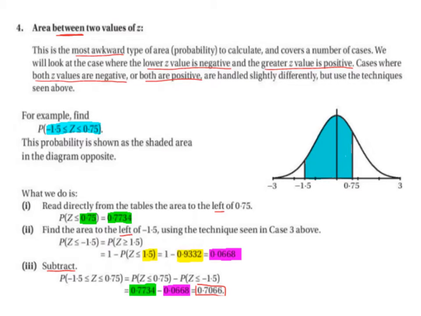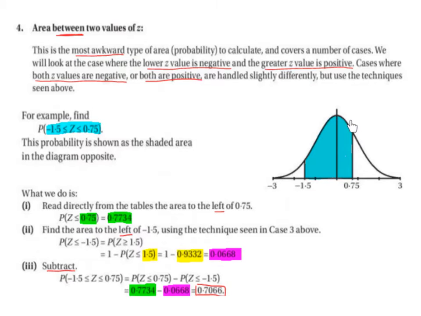For example, find the probability that z is greater or equal to minus 1.5 but less than or equal to 0.75. So we can see this is minus 1.5 and this is 0.75. So we're interested that z is in between these, so this blue shaded area in between. This probability is shown as the shaded area in the diagram opposite. What we do is, step 1, read directly from the tables the area to the left of 0.75.